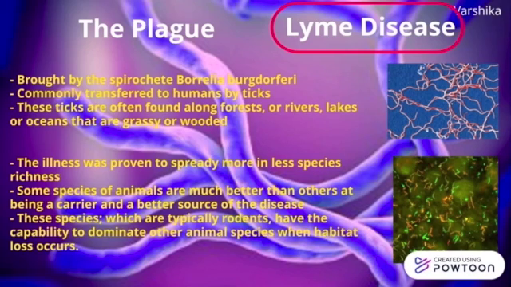The illness was proven to spread more with less species richness, the reason being that some species of animals are much better at spreading and being a carrier than others. These species, which are typically rodents, have the capability to dominate other species when habitat loss occurs.